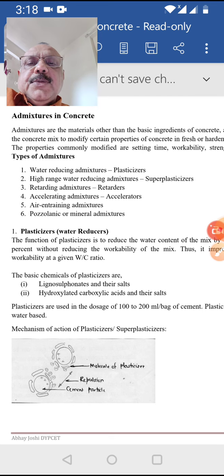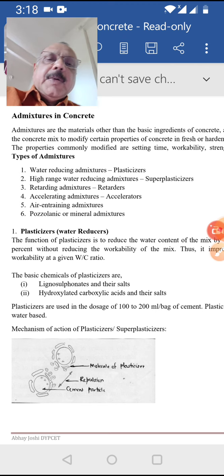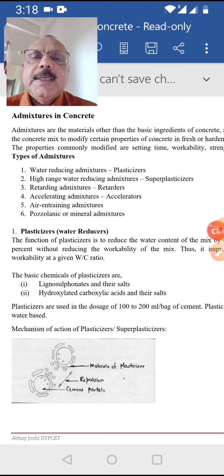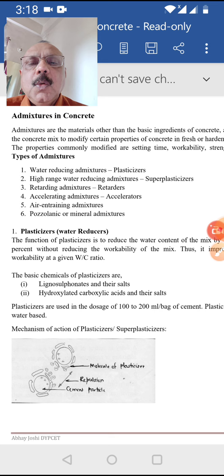Now, these admixtures are used in concrete in order to modify certain properties of concrete, of either fresh concrete or hardened concrete. Commonly, properties like setting time, workability, strength, and durability can be enhanced with the appropriate use of these concrete admixtures. Basically, there are two types of admixtures. We can broadly classify them as chemical admixtures and mineral admixtures.